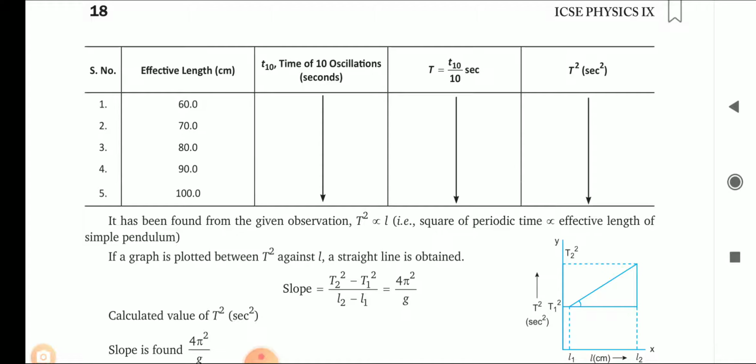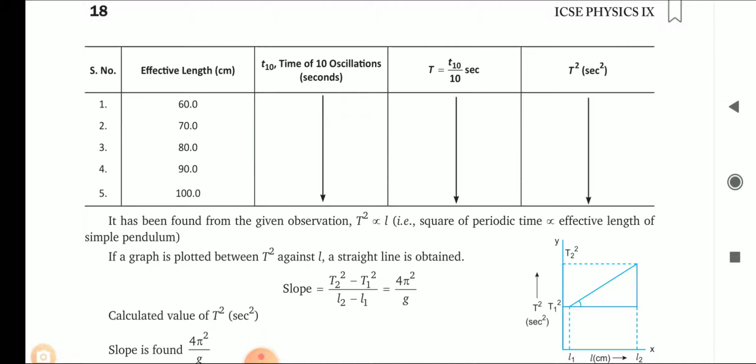First we take, suppose, 60 centimeter, then 70, then 80, then 90, then 100. So 5 lengths we can take. On 60 also we should take the readings, on 70 also, 80 also, 90 also, 100 also. Suppose we are taking 10 oscillations. It is not necessary to take 10 oscillations, we can conveniently take 20 oscillations, 15 oscillations, whatever we need. And we will record the time for 10 oscillations or 20 oscillations.